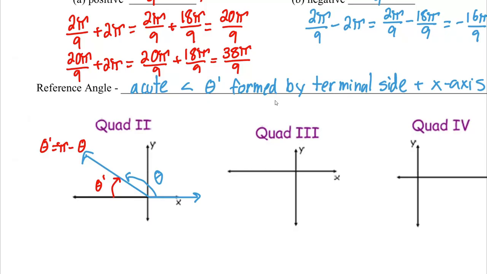In quadrant 3, again, if I have an initial side here and a terminal side somewhere over here, all the way around is our theta. But again, our theta prime is just the closest x-axis. So this is our theta prime, our reference angle. So in this quadrant, our theta prime is theta minus pi.